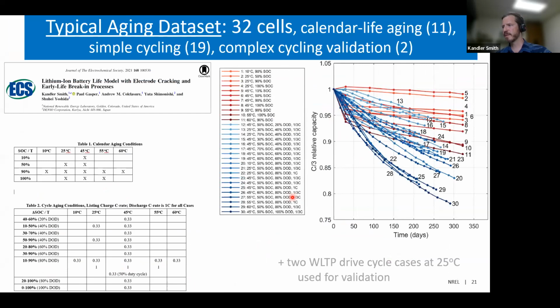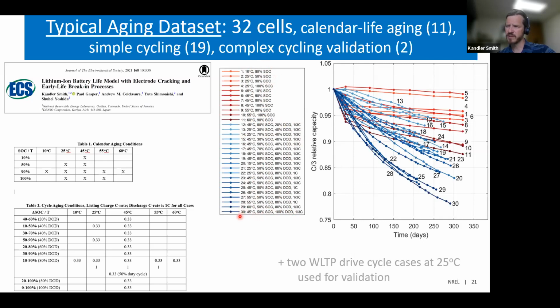Here's an example of a published paper which I included. This was together with Denso Corporation, who's an automotive parts supplier out of Japan. And this is an example to show you what a typical aging test experiment would look like. So here for calendar aging, you vary temperature and state of charge, and there's about, looks like, 11 different test conditions. And then for cycling, they're varying temperature, state of charge window, depth of discharge, and also charge rate. And so this is a pretty typical test matrix, I'd say.